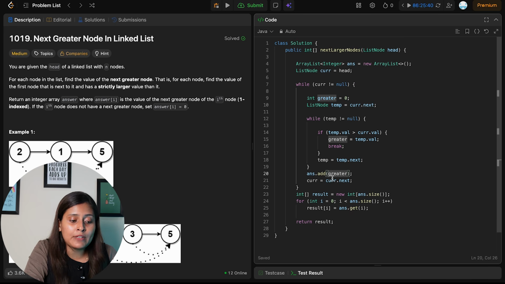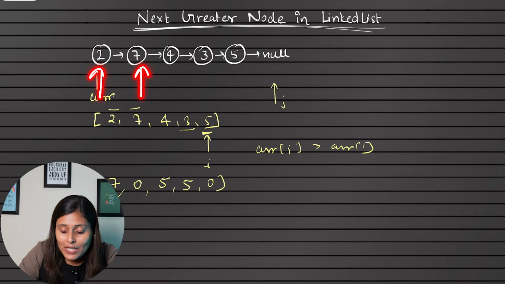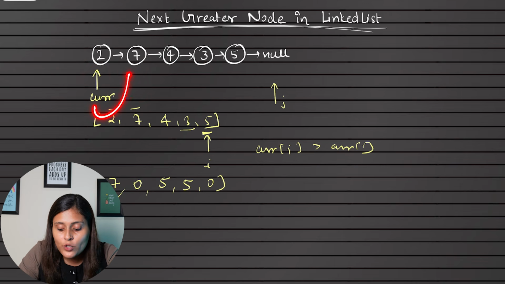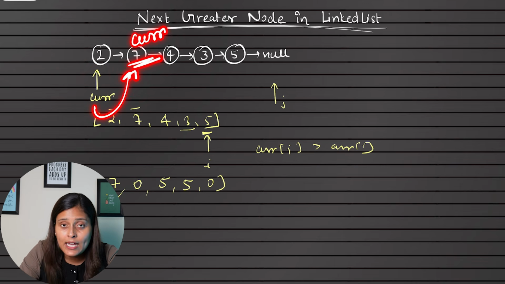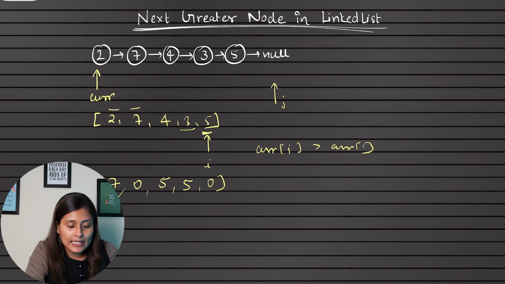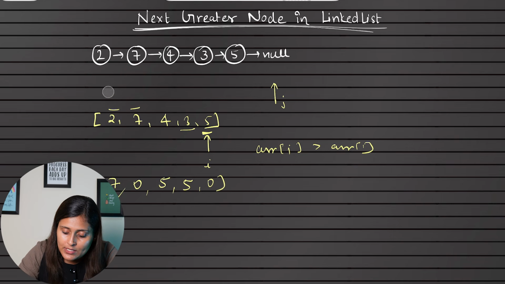And after breaking this while loop, we have to save that greater value in our answer. So in the answer we will add it, and now what we will do, see, for 2 we have added 7, now it's done, we don't need to move temporary ahead. So what is the next task? Move your current ahead. Now for this current, find the answer. So that's what we have to do, we have to move our current ahead. Or else, see, for next time what will happen, current will come here. Can I say, let's move this ahead.